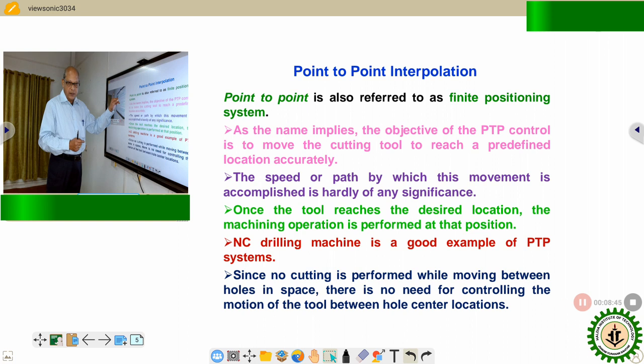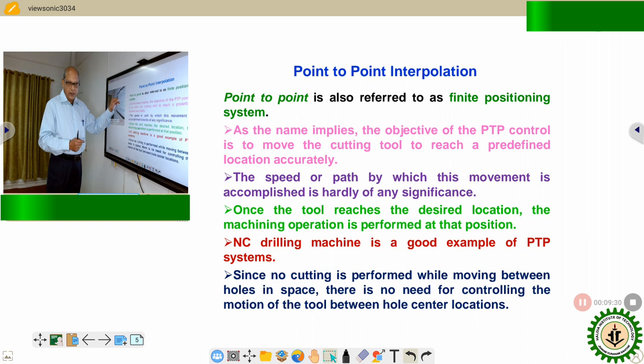Once it reaches the correct location, it will penetrate the job with the desired RPM and feed, so that proper penetration to the desired depth can be carried out. After completion of the full depth penetration, it will reverse back, come out of the hole, and move to the second hole location. Then it will repeat the same operations, and move in space to the third position, if present. Likewise, the tool movement from one hole location to another takes place in space, and that is why there is no contact between the tool and the job.